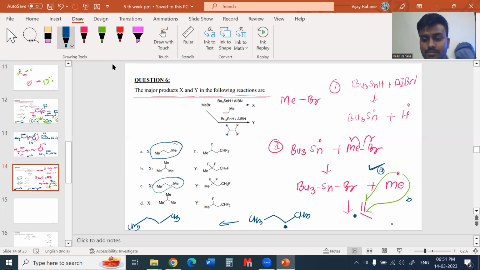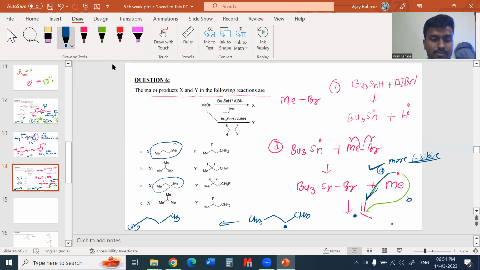If the attack takes place at this position, the radical will be at the terminal part. So the primary radical is unstable. Secondary radical is more stable as compared to primary radical. So the attack A is more feasible. Right, so that's why the A path will be getting followed.